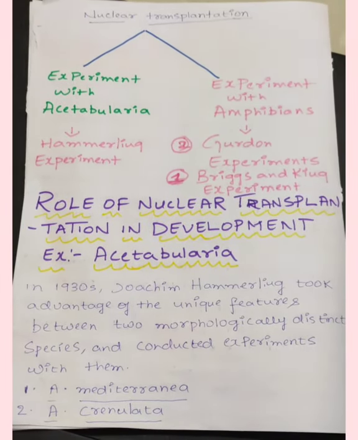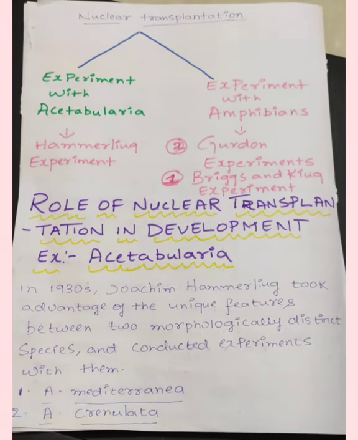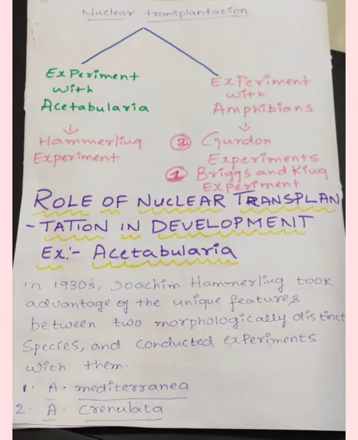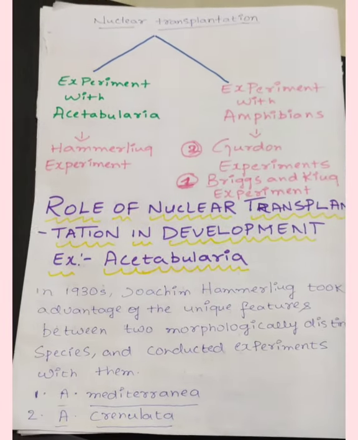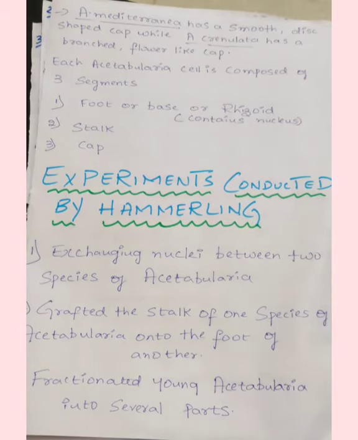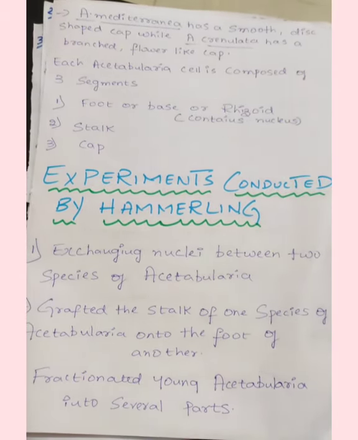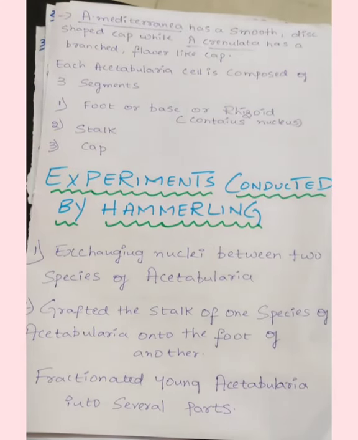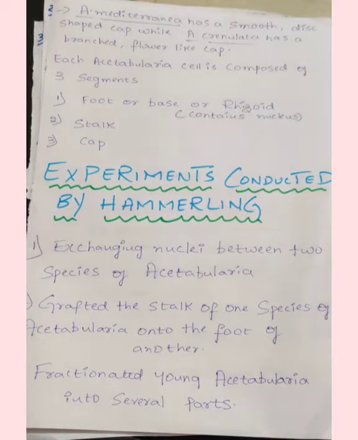In 1930s, Hammerling took advantage of the unique features between two morphologically distinct species, that is Acetabularia mediterranea and Acetabularia crenulata, and conducted experiments with them. Acetabularia mediterranea has a smooth disc-shaped cap, while Acetabularia crenulata has a branched flower-like cap. Each Acetabularia cell is composed of three segments: foot or base, stalk and cap.